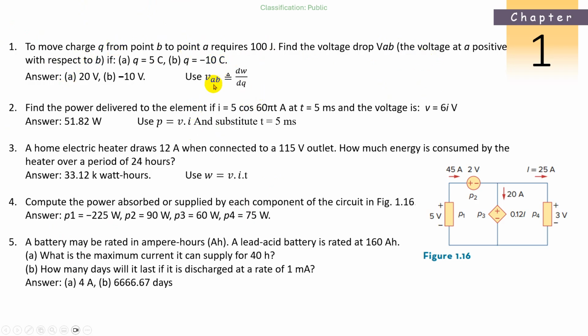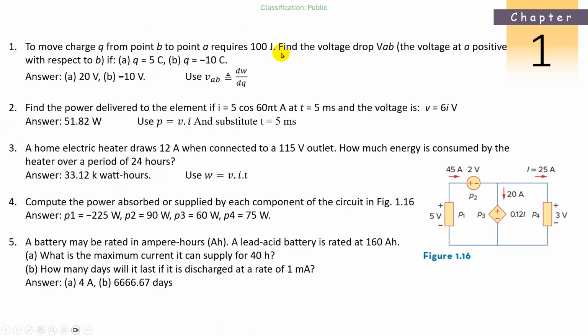What do we have to use? VAB is equal to dW by dQ. We have to use the formula; the formula is mentioned here, and the answer is also there. So what is dW? Energy, measured in joules. How much? 100 joules. And what is dQ? Charge. How much charge does he want to move? 5 coulombs. So 100 divided by 5 coulombs. How much? 20 volts. That is your voltage.